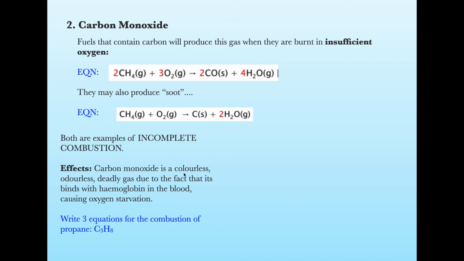Carbon monoxide is a colourless, odourless, deadly gas due to the fact that it bonds with the hemoglobin in the blood, and this causes oxygen starvation. The hemoglobin in the blood prefers carbon monoxide to oxygen, so less oxygen gets to the brain, so essentially you lose consciousness and then pretty quickly you die. Very, very hard to reverse the process too. You need a blood transfusion because the carbon monoxide bonds so strongly to the hemoglobin.